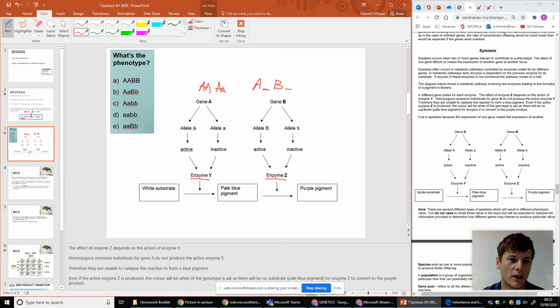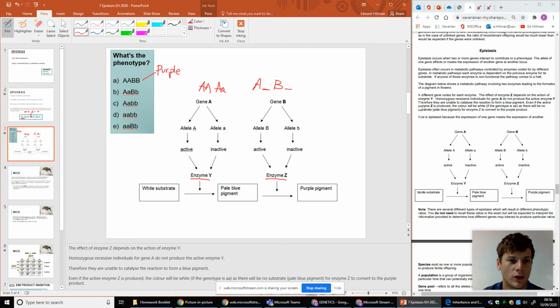So if we think about these phenotypes here, the phenotype is what the final colour of the pigment will be. So an individual who is homozygous dominant for both. Homozygous dominant means they possess the dominant allele A, so they can produce Y, white into pale blue. They've also got dominant allele B, active enzyme Z, pale blue into purple. So that individual would have the purple pigment.